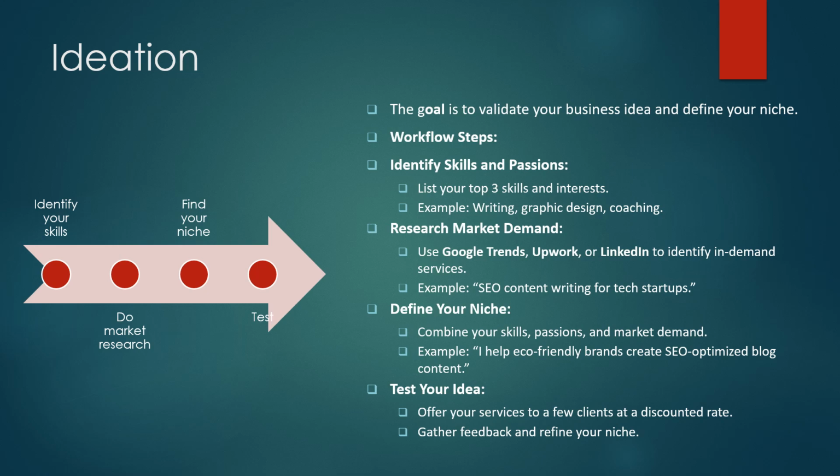And once you have done that, then you have to define your niche. And here you combine your skills, passion, and the market demand. For example, from our previous long tail keyword, SEO content writing for tech startups, you might find that you are more geared towards eco-friendly and sustainability. And therefore, you can now define your niche by saying you help eco-friendly brands create SEO optimized blog content.